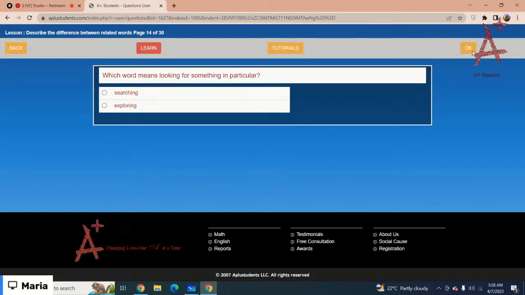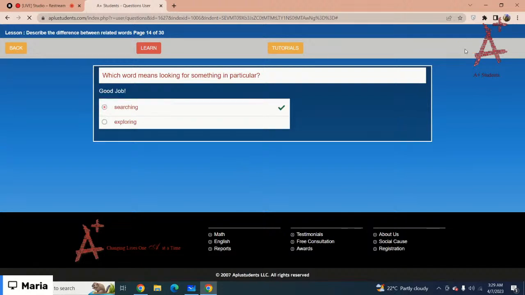Okay, which word means looking for something in particular? Which is the correct option? Searching or exploring? It would be searching. Got it? Not exploring. Something particular, yes, it would be searching.